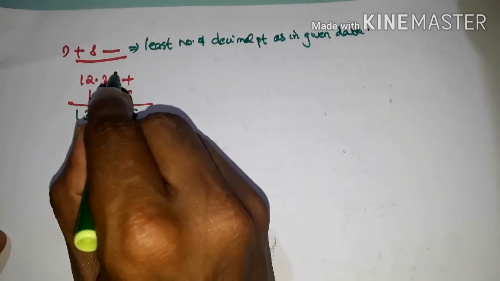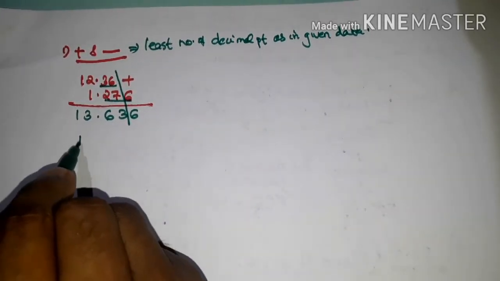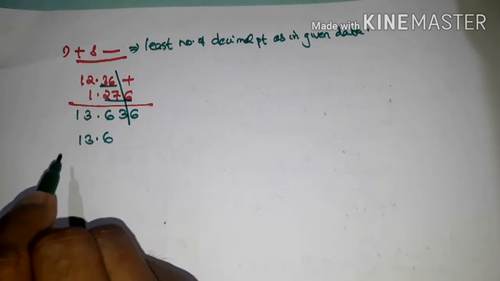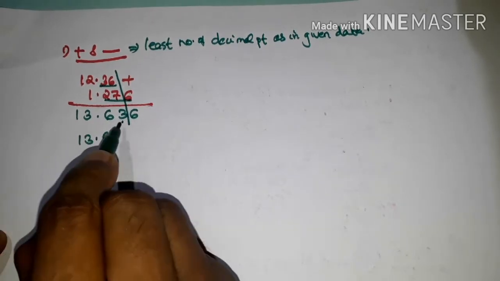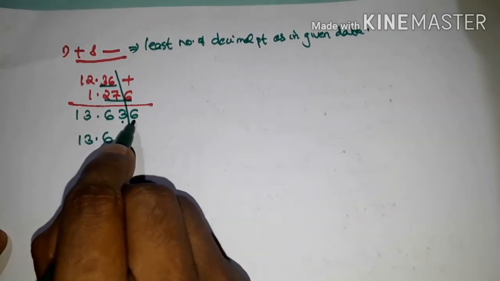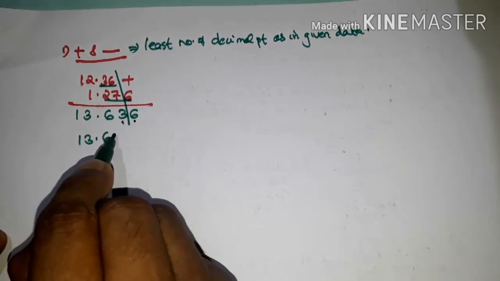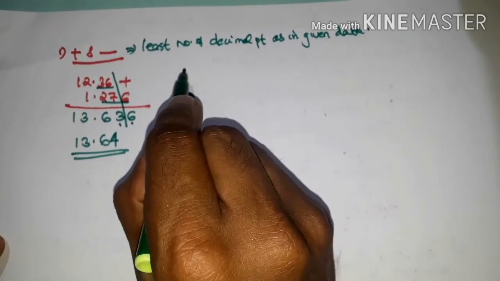So we can just draw a line like this. How many figures are there? 1, 3 and 6. Next letter is 3. But look at the next digit after 3, that is 6. 6 is above 5. If a digit is above 5, the preceding number is increased by 1. Therefore the answer is 13.64.